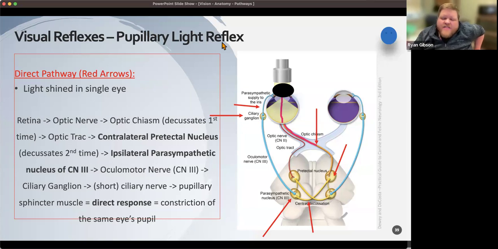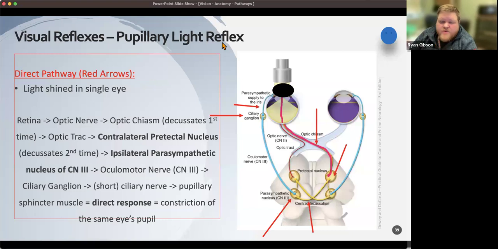Once we get to the chiasm, behind the chiasm is where vision and PLR pathways separate. Up till now, they're the same. But once you get to the chiasm, PLR pathways separate from the visual pathways. Vision went to the lateral geniculate nucleus. We're not going there. We're going to another bus stop. We're going down to what's called the pretectal nucleus. So the pretectal nucleus is involved in the PLR pathway.